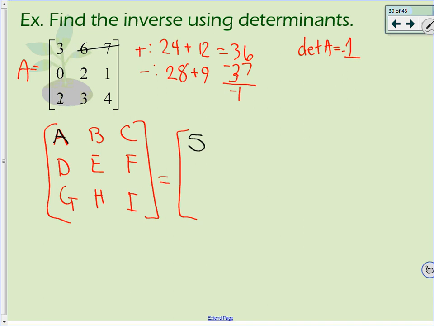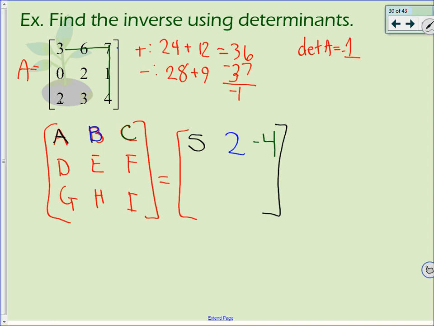Then I keep going down the road. B, cross out the row and column that B is in, and I get -2. But in my checkerboard, do you guys know how I'm on a negative? So this is 2. C, cross out the row and column C is in, so you get 0 minus 4, and I'm on a positive, so it's -4.